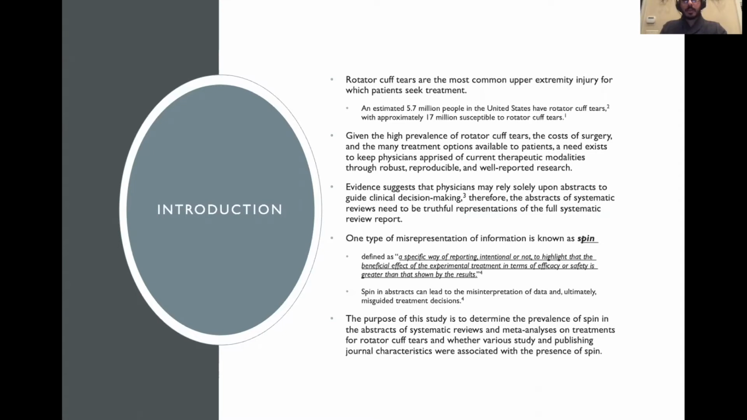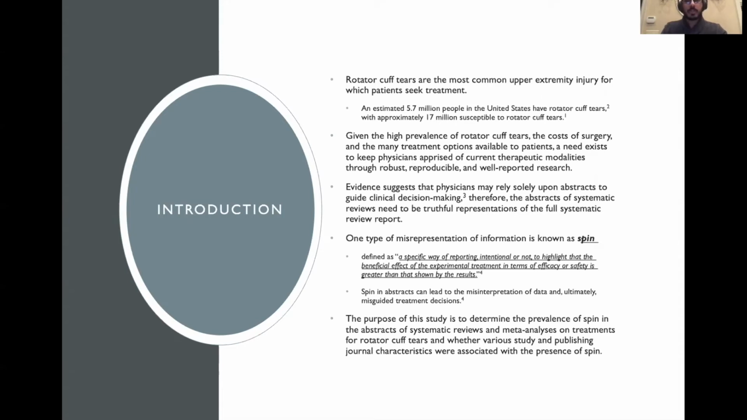And it needs to be said that spin doesn't necessarily have to be intentional per se. It's something that can be a result of author guidelines and the limited abstract word counts within journals. These are all different things that can potentially be adjusted to help with spin. And we'll discuss that later.